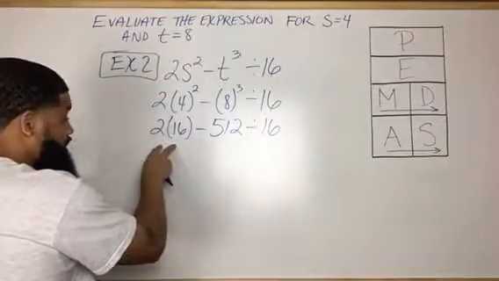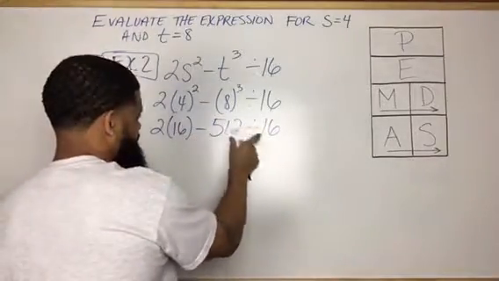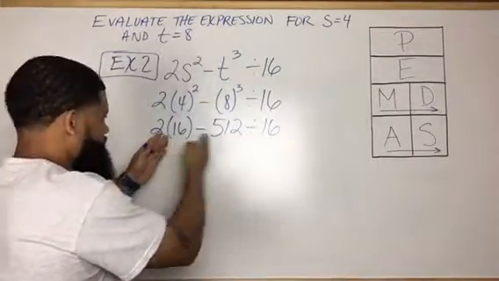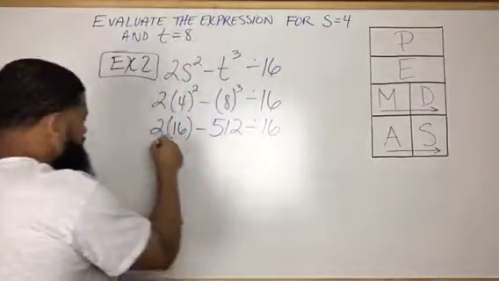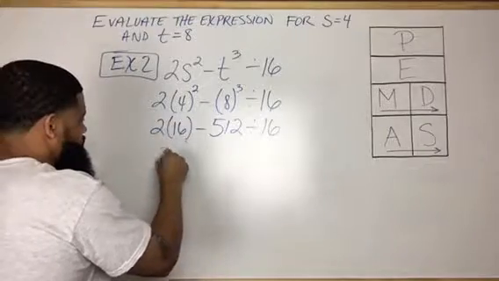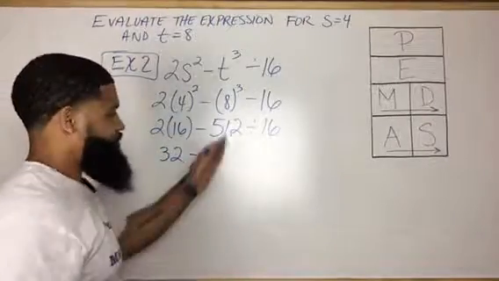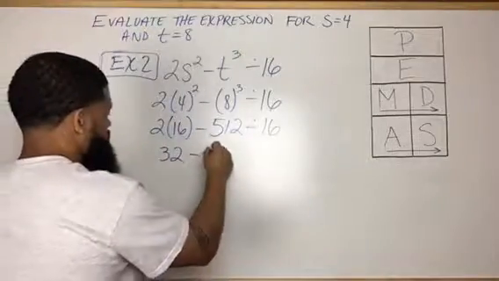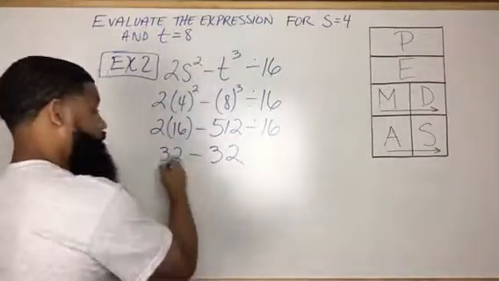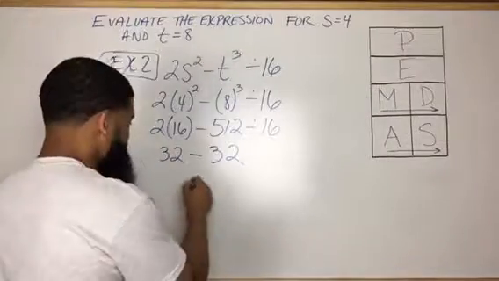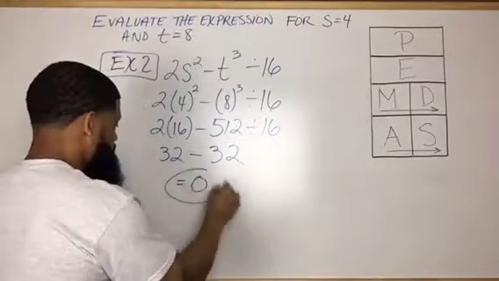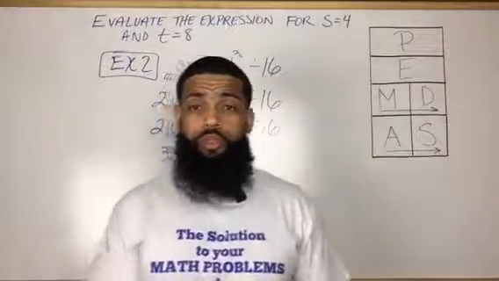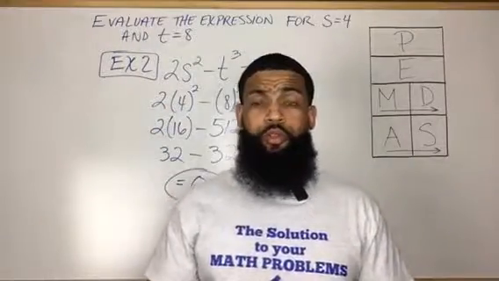I have multiplication, I have subtraction, and I have division. Now notice, I'm going to do the multiplication first, then the division. So 2 times 16 is 32 minus, and then 512 divided by 16 is actually 32. And what do you know? 32 minus 32 equals 0. So in this case, we ended up with 0. We substituted our variable, then we used order of operations.